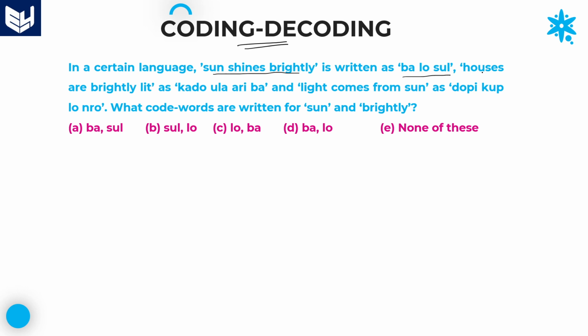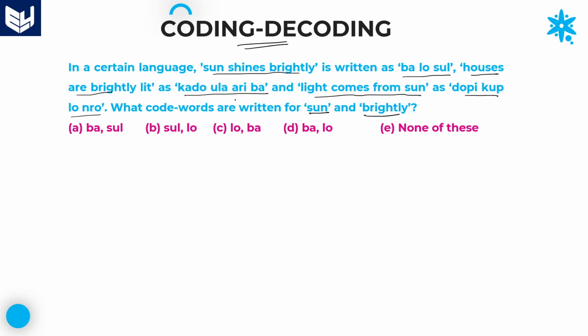In a similar fashion, the second one is "Houses are brightly lit." For this one, the coding language is K-A-D-O-U-L-A-A-R-A-B-A. And the third one is "Light comes from sun," which is coded as this one. Now the question is, what code words are written for sun as well as brightly? We have to find the codes for sun as well as brightly.